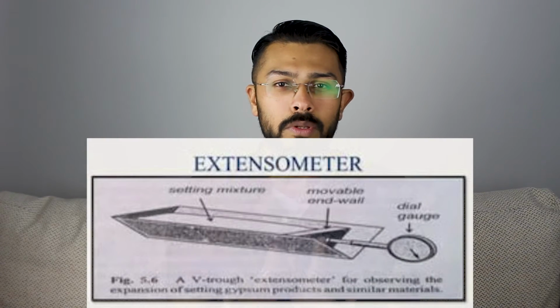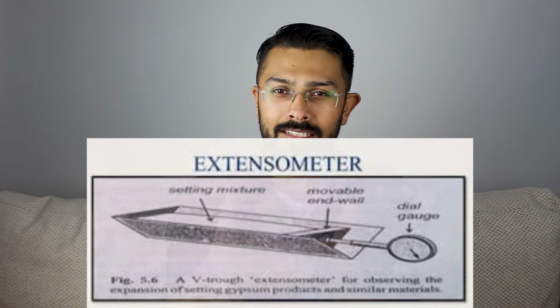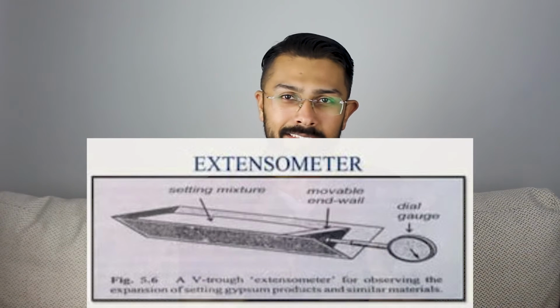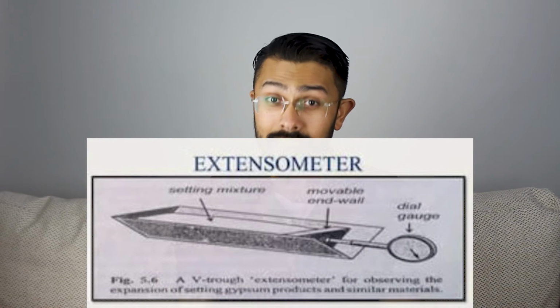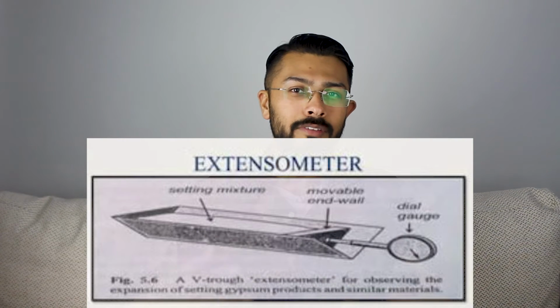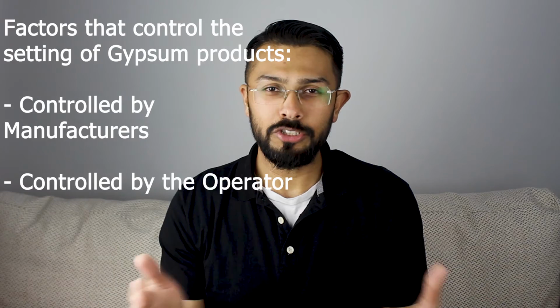Now, you must be thinking, how would we measure the setting expansion? The setting expansion is measured using a special trough with a movable end plate which pushes against an extensometer. Mixed material is poured into the trough, and as it solidifies and expands, the extensometer is displaced, giving a value of linear expansion.